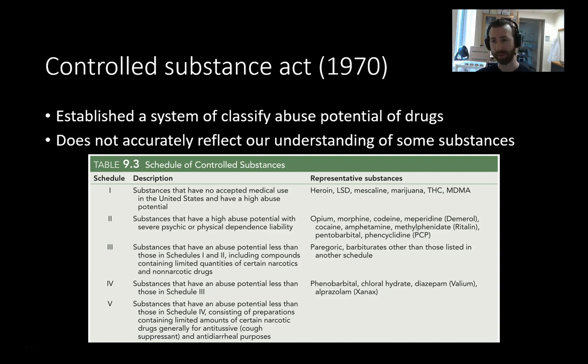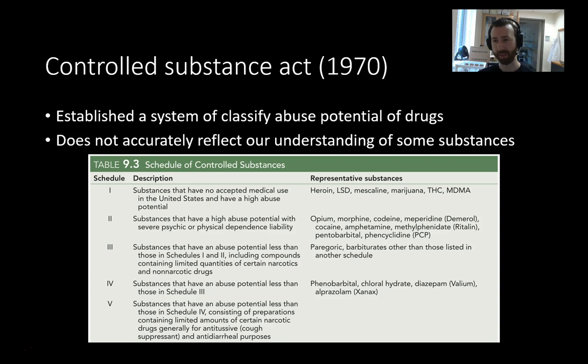I want to speak lastly here about the Controlled Substance Act of 1970. I just want to mention this pretty briefly. This was the U.S. government's attempt to establish a system to classify the abuse potential of drugs. This is a very controversial act even today. This was heavily politically motivated and isn't so much grounded in what we know now about some of these drugs.